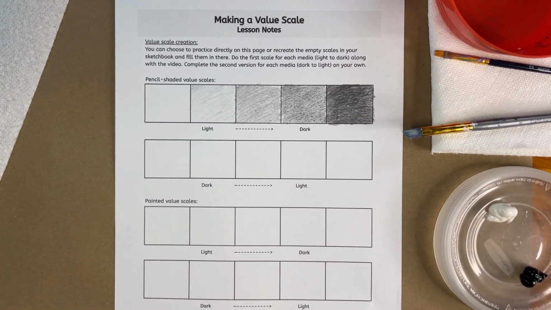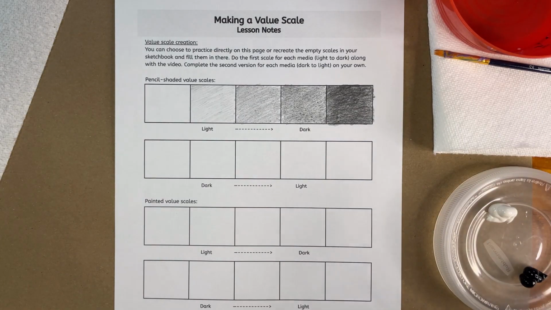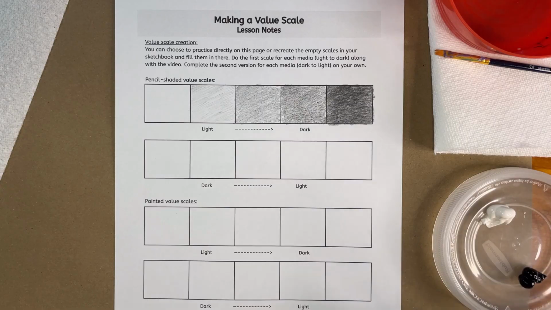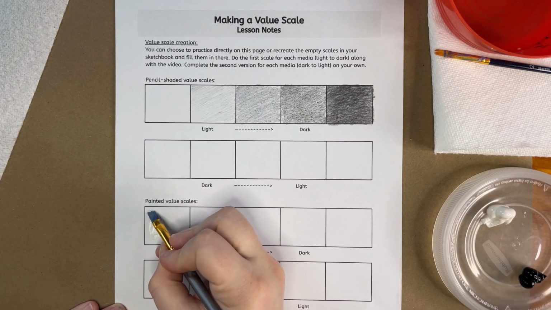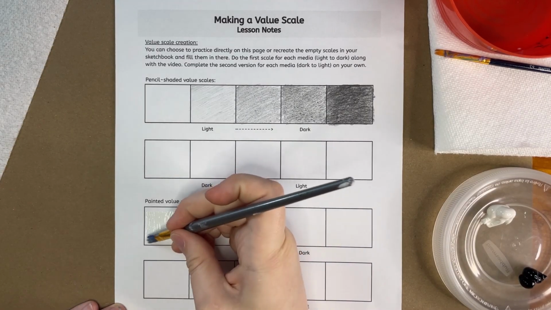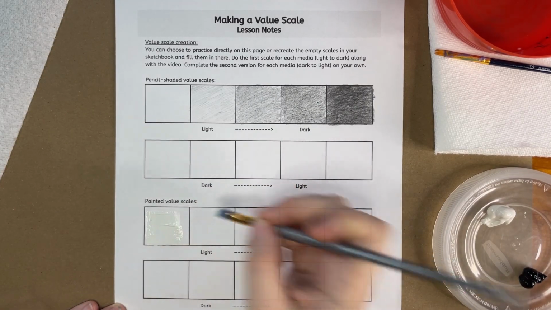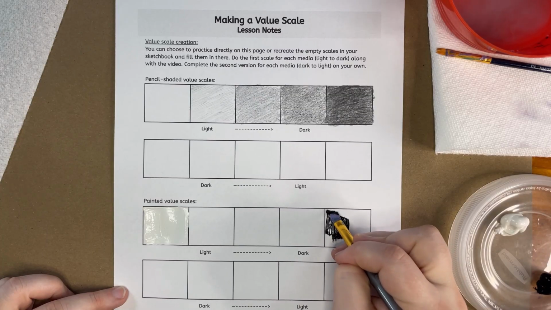Let's move on to wet media. This is a demonstration of how to create a value scale with paint. I'll be using acrylic for this example. Again, you can follow along in your PDF. You just need to have your white and black paint ready. In the first block, we will paint straight white. Now, we will skip to the final block and paint it straight black.